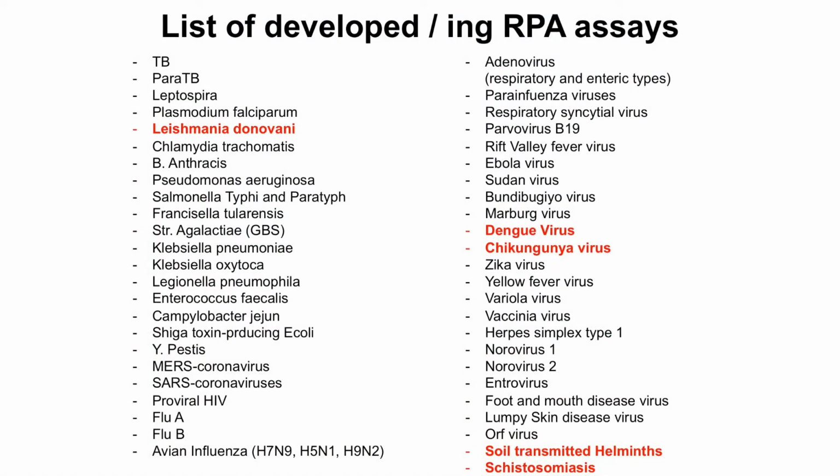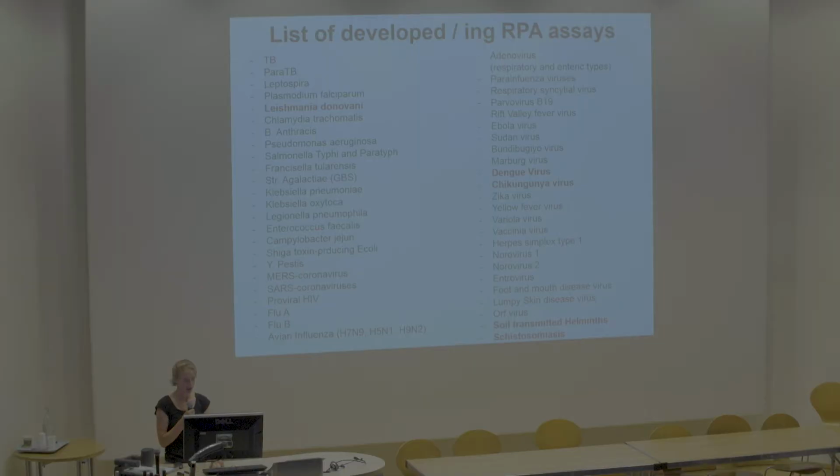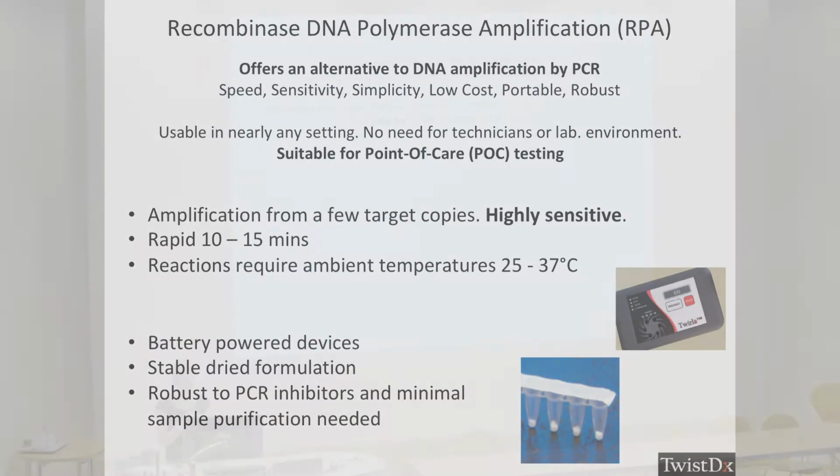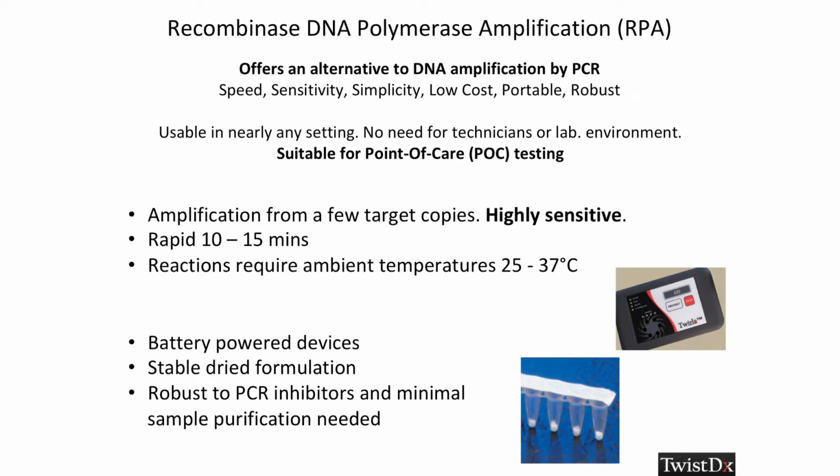And so RPA has been developed for multiple pathogens. This is the whole list here, and in red is highlighting the NTDs that it has been developed for. And I think it's usually just through costs and logistics that some of these haven't been taken forward commercially. So RPA, just to give you a better background on it, it's highly sensitive because it really needs only very few copies of DNA to target. Very rapid.